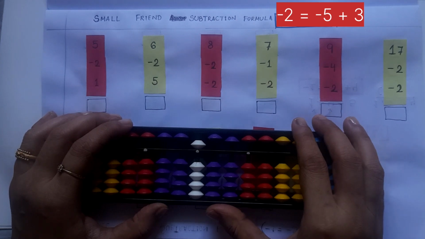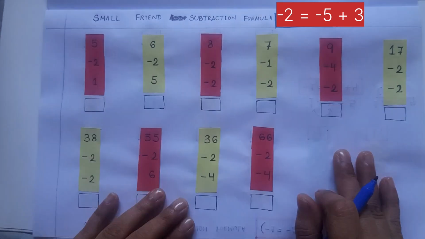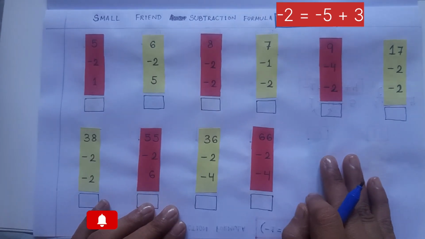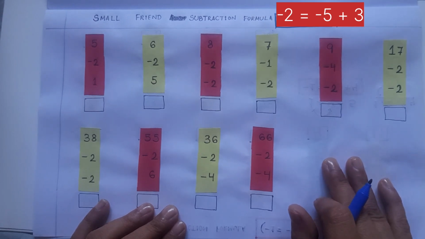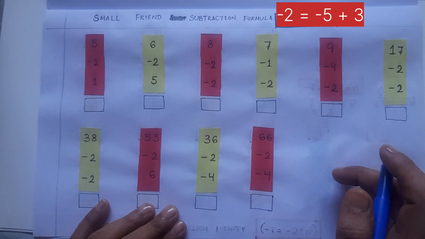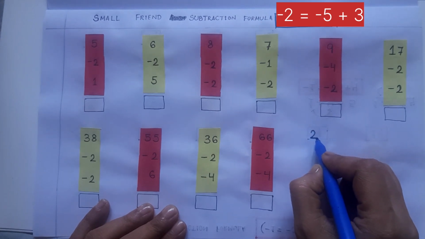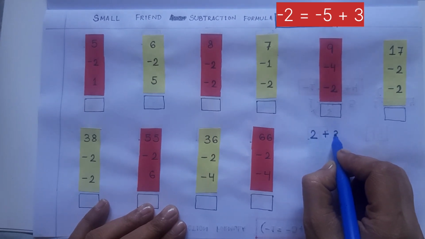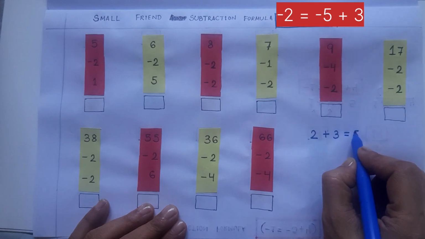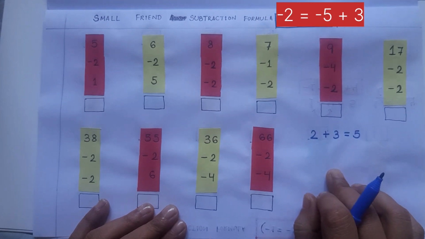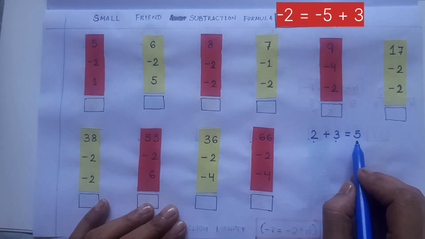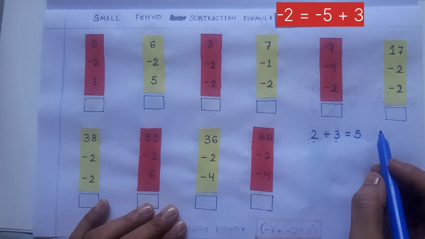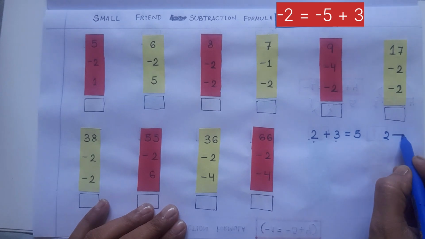Let's first understand what is small friend. Let me first tell you what is small friend. Small friends are the numbers that add up to a total of 5. For example, 2 plus 3 equals 5. If we add 2 and 3, we get 5. We can say 2 and 3 are the small friend of each other.